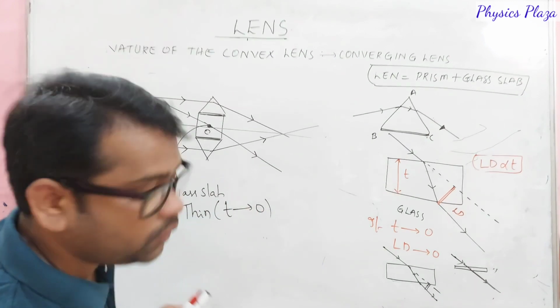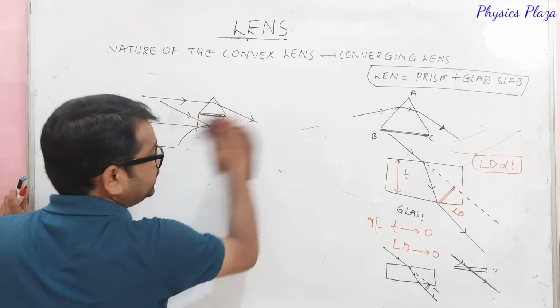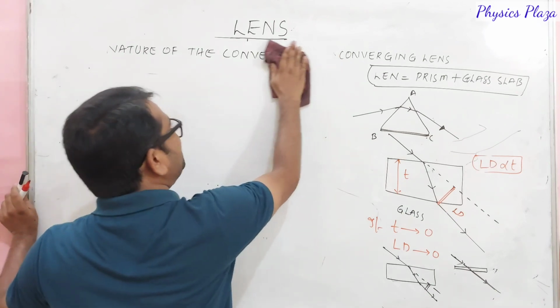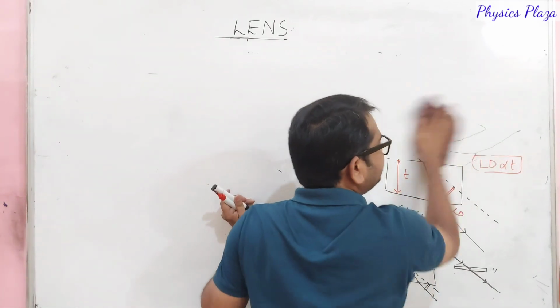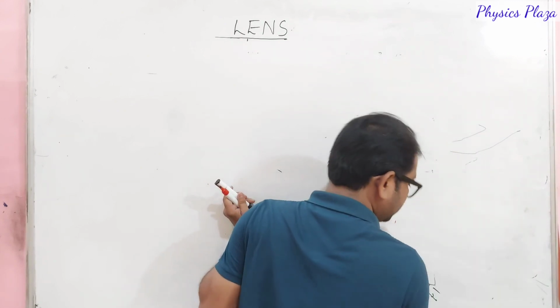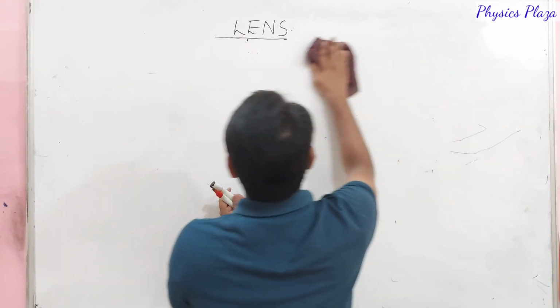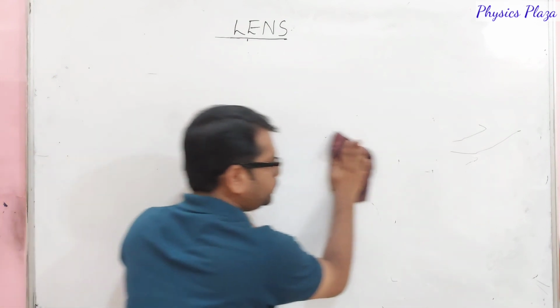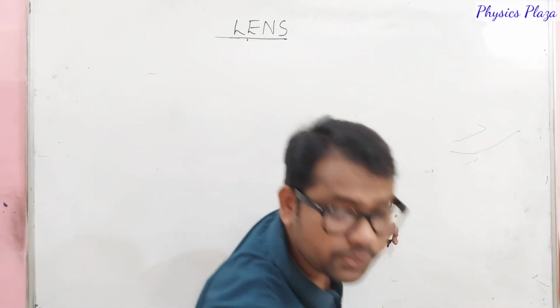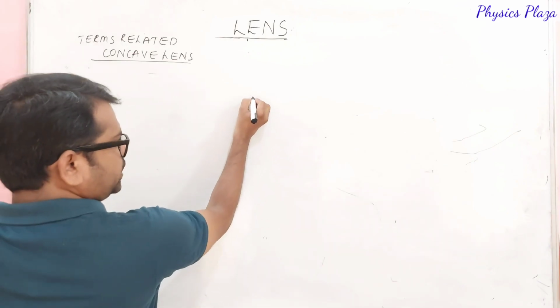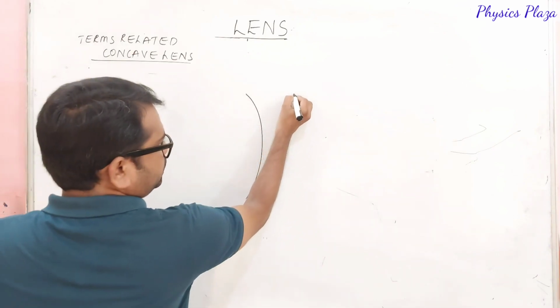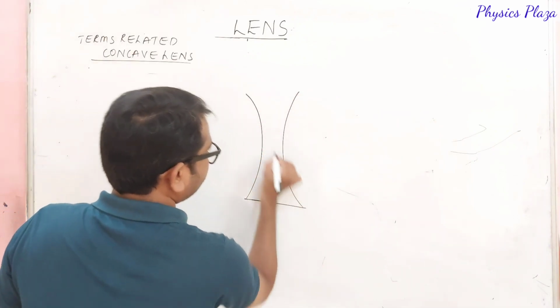Now we will discuss the concave lens. Of course, we discussed that in a concave lens the middle is thin, whereas at the periphery it is very thick. When compared with the mid part, the thickness is more at the edges. Now let us discuss the terms related to the concave lens. So now look here. Let us make here a concave lens.